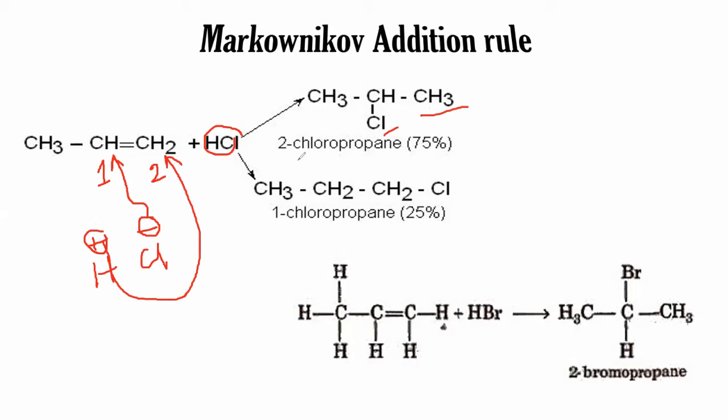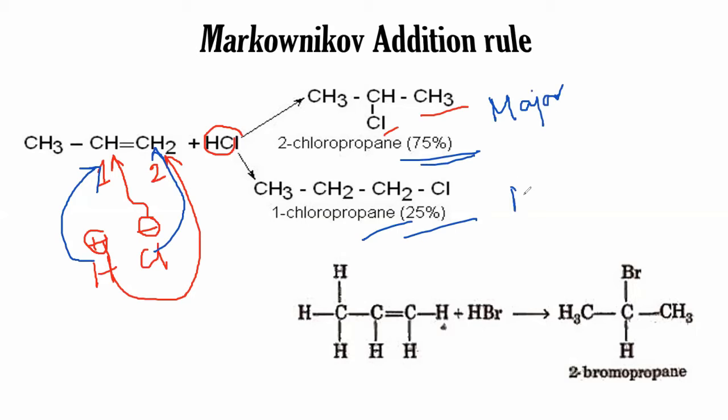And the other chance is the other way around, that is H will come here and Cl will come here. Okay, so the blue one is one product and the red one is the other product, but here it is clearly mentioned that the red product is the major product, that is 75% product, and the next one is the minor product. Why that one is major and the next one is minor, we can clearly understand by the following fact.